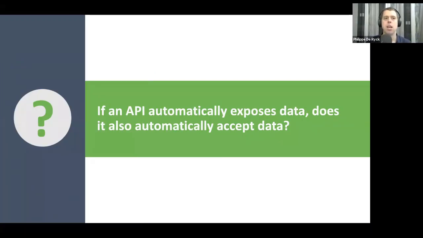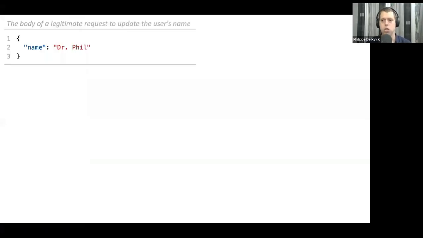What if an API not only automatically exposes data because it translates Java objects or whatever to JSON, but also accepts data that it shouldn't be accepting? That's kind of an interesting problem, right? And I have a couple of code examples or snippets to show you how that can happen in practice.